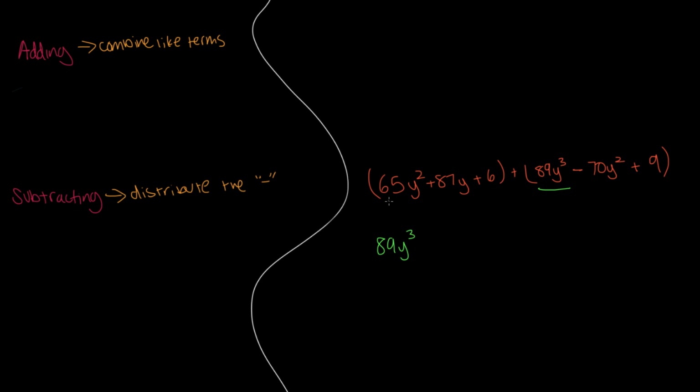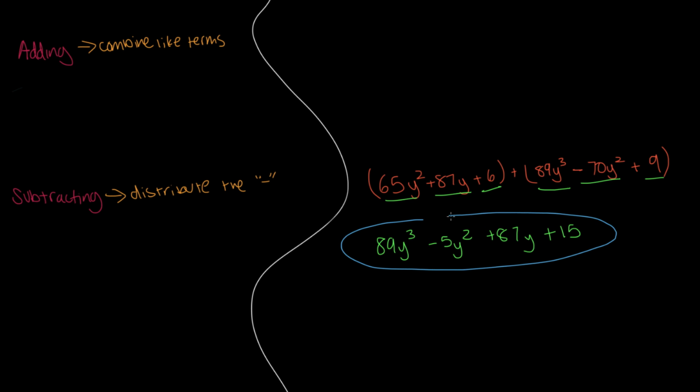Our second one is going to be the y squared term, so 65y squared minus 70y squared is going to give us negative 5y squared. Our third one is just going to be the plain y terms, so we only have one of those, so that's going to be plus 87y. And our last one is our constant term, so we have plus 6 and plus 9, so that's going to be plus 15. So our final answer is going to be 89y to the third minus 5y squared plus 87y plus 15.